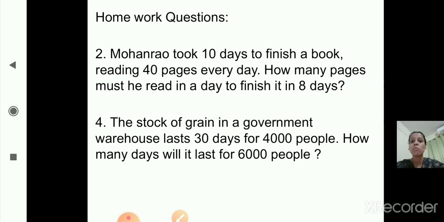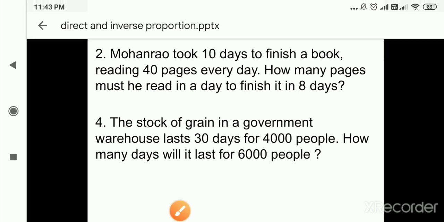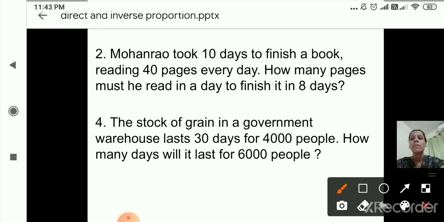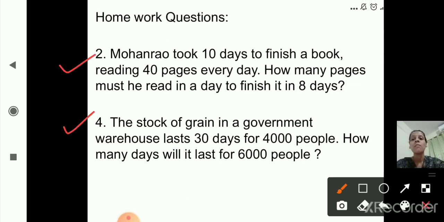Now these two sums are for homework, that is question number 2 and question number 4. Question number 1 and question number 3 we have just completed. So these two remaining sums you will solve on your own, following the same method. Okay, both the sums are of inverse proportion. Okay, so second one and fourth one, these two sums are for homework, you will solve on your own in your maths notebook. So I hope you are clear with all the sums.